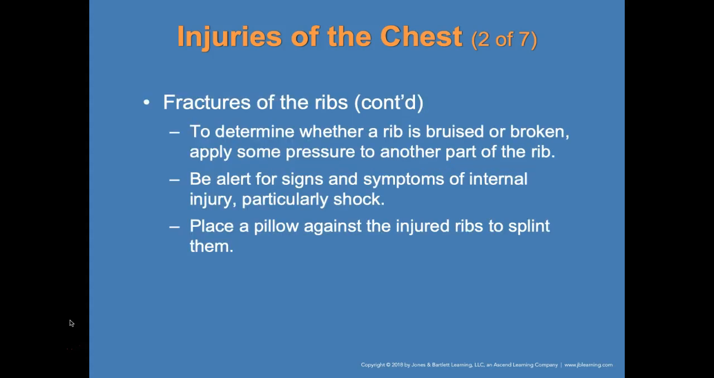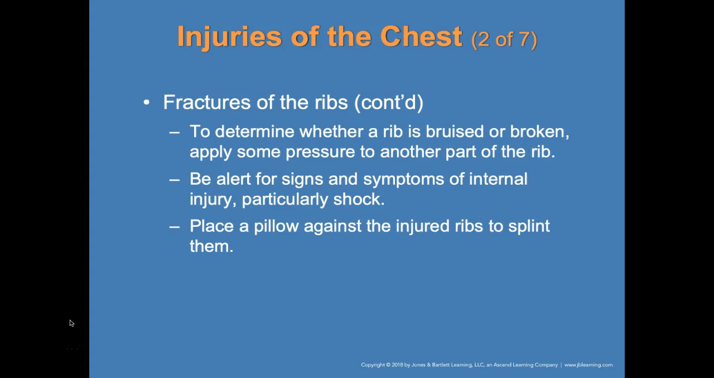To determine whether a rib is bruised or broken, just apply a little pressure. Note the response from your patient. We need to be alert for signs and symptoms of internal injury, particularly shock. If we do have something damaged under there, causing massive bleeding, we need to be keeping an eye out for that. We need to note if the patient is not perfusing correctly. They're not getting good blood flow through their body, so we need to keep an eye out for that shock.